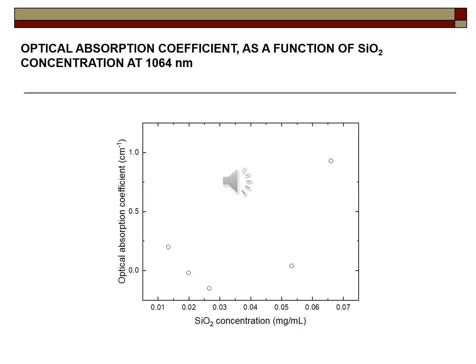Optical absorption coefficient as a function of silica concentration is shown in this plot at 1064 nanometers. The corresponding absorbances were not measured due to limitation of the spectrometer. It's important to point out the non-linear correlation of this optical parameter at this wavelength in this case.